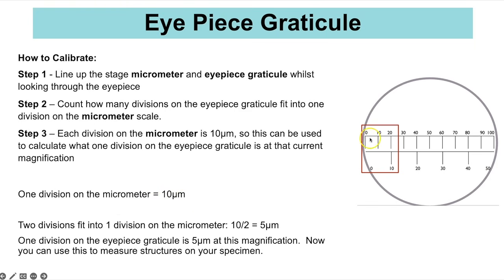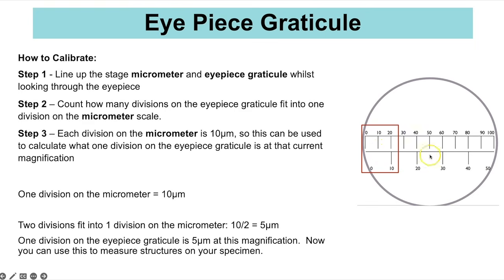And we can see here that two divisions fit into one of those stage micrometers. So this top one is the eyepiece graticule, the bottom one is the stage micrometer. We know that one division is worth 10 micrometers. Two eyepiece graticule divisions fit into that. So we'd do 10 divided by 2, which gives 5 micrometers. So that means at this magnification, one division on the eyepiece graticule is worth 5 micrometers.